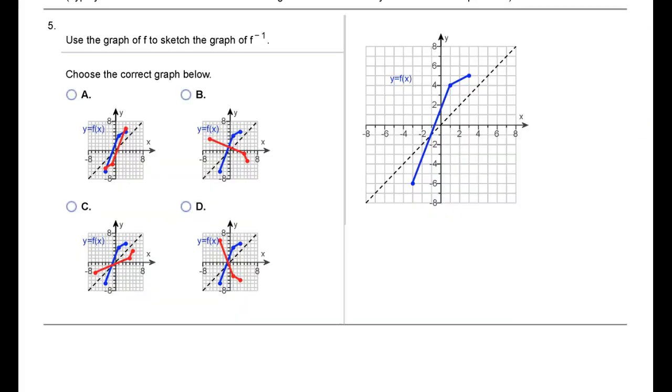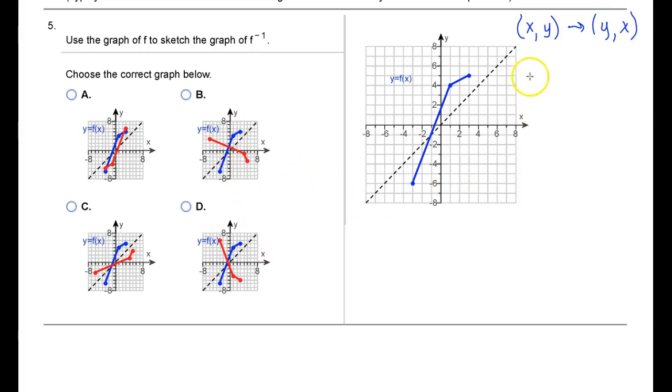Now for our next question, we're asked to use the graph of the original function f to sketch the graph of the inverse. Now, simply put here, if you remember, we said that if a function is 1-to-1, then it will have an inverse. And that means that for every point x, y you have on your graph, if your graph is a 1-to-1 function, you will be able to interchange the x and y values and produce another function.